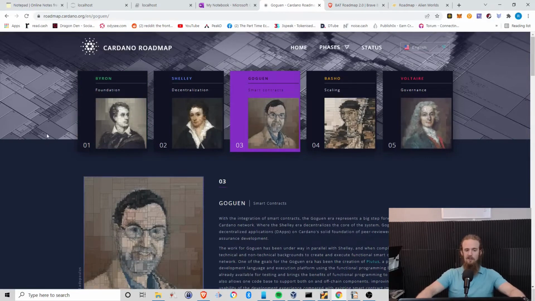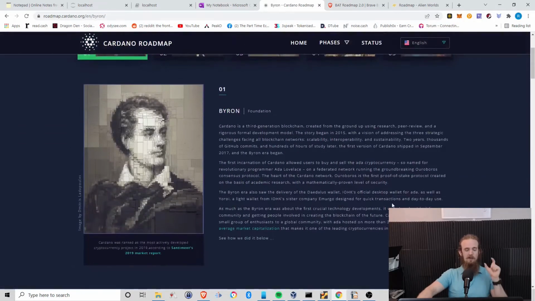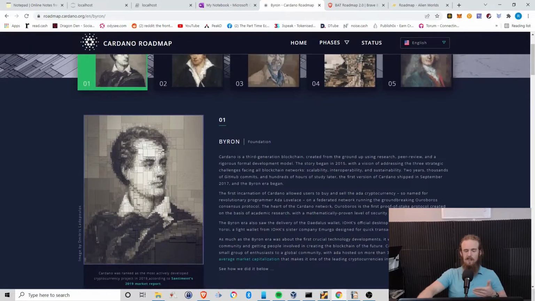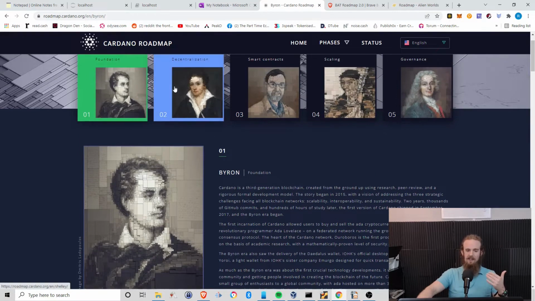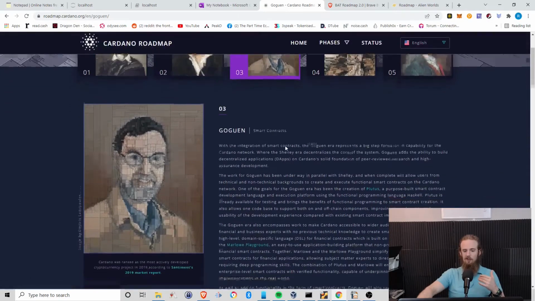So what you can see, they've divided up their timeline into 5 different phases. The first phase tells us during this phase, we're going to be working on the foundation, right? You can look through here, and the specifics for us aren't really important because this isn't a video about Cardano, but it's telling us what we are doing. We're laying the stages. Then we're getting decentralization. In phase 3, we're working on smart contracts.